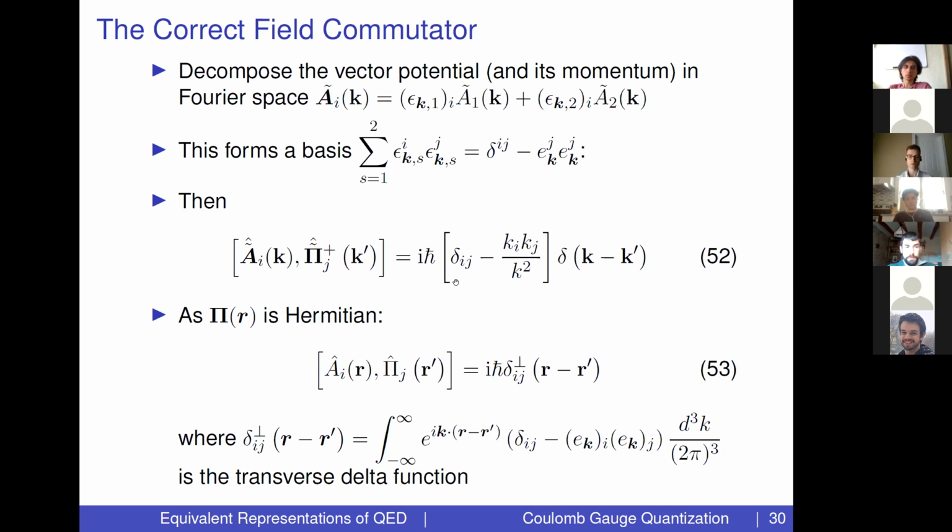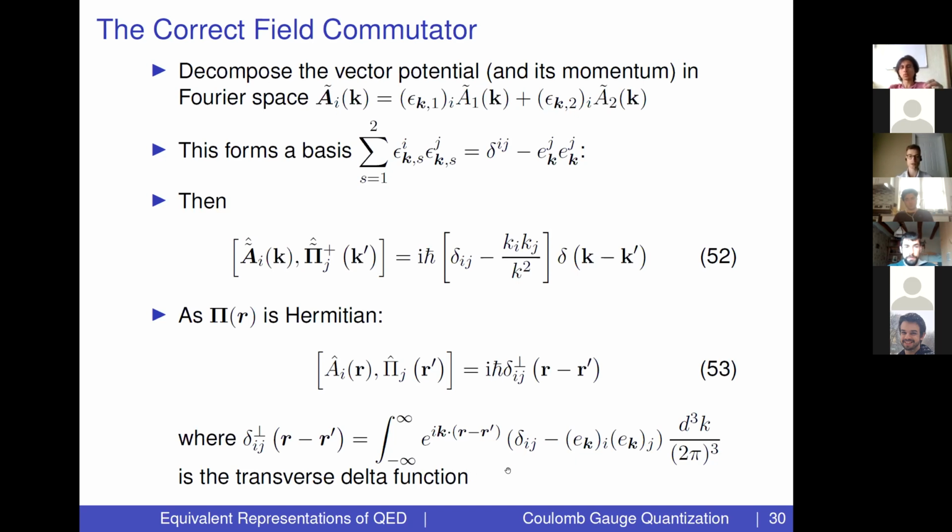And this allows us then to write in Fourier space the commutator between A and pi in this form. Now, if we go back to real space and we make use of the property that the canonical momentum is Hermitian, we find this relation. And therefore, we no longer have the Kronecker delta times the Dirac delta, but we have this, what is known as the transverse delta function, right?